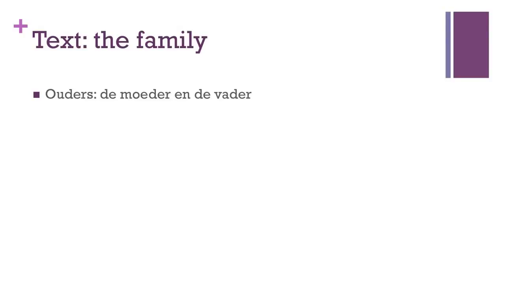Let's see how we can construct our very own family tree. De ouders are the parents, de moeder and the vader are the mother and the father. Sometimes we say papa and mama for dad and mom, so that's informally. The children are kinderen. De zoon is the son and de dochter is the daughter.